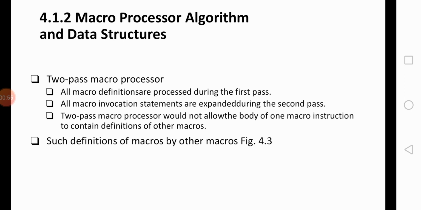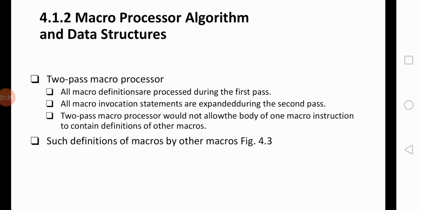Now, what is the macroprocessor algorithm and data structure? It is easy to design a two-pass macroprocessor in which all macro definitions are processed during the first pass, and all macro invocation statements are expanded in the second pass. The macroprocessor replaces each macro instruction with a group of source language statements, and this entire process we call expanding.